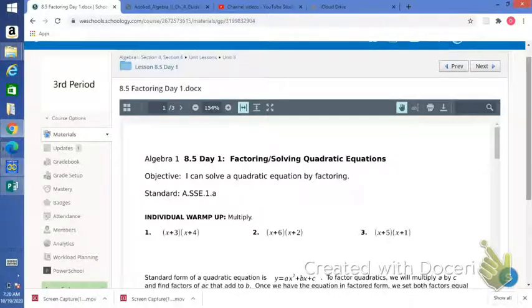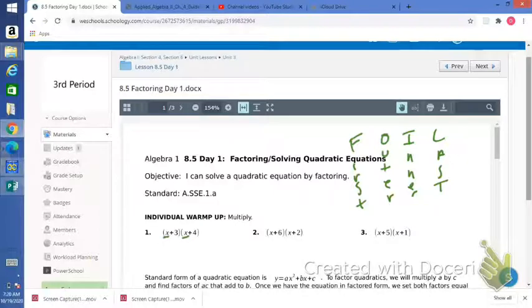So remember the FOIL method, F-O-I-L, so the F stands for first, O is outer, I is inner, and the L is last.